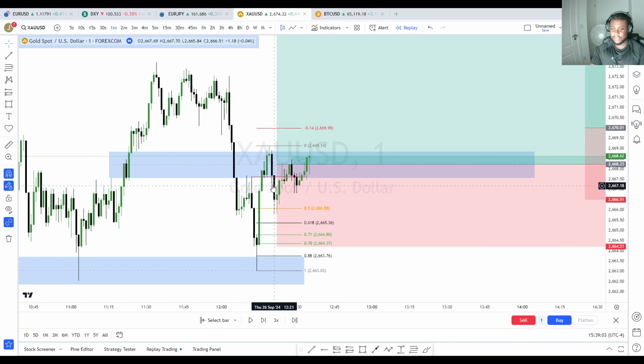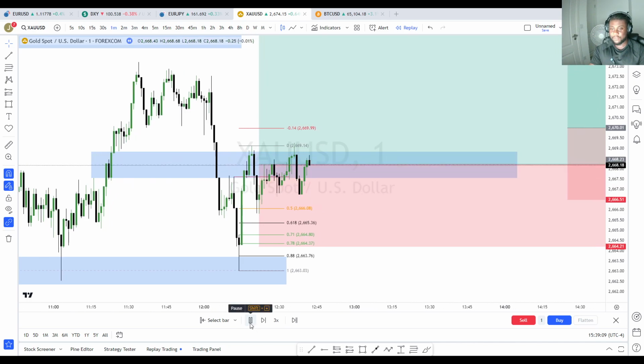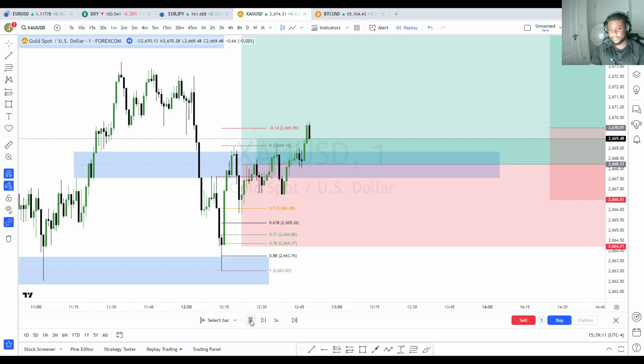Once price pulled back down, as you can see, we're seeing signs of slowing down and rejection. This is that potential footprint, that confirmation for price potentially reversing.